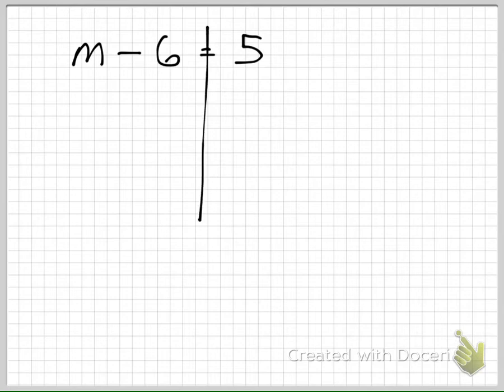Let's try another one. This time it'll be a little bit weirder. M minus 6 equals 5. Okay, now here's the deal. Watch this. The first thing we always do is we have to create the duplex by drawing a line down the equal sign. That's creating the shared wall. Does that make sense?